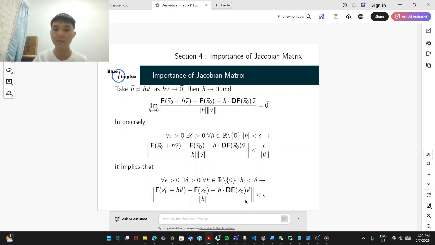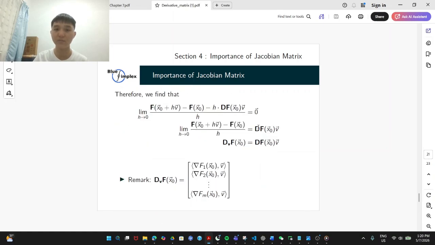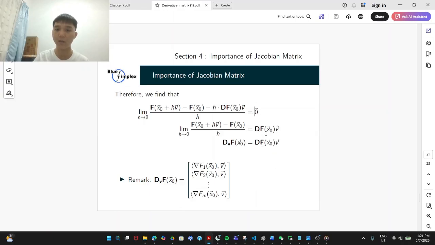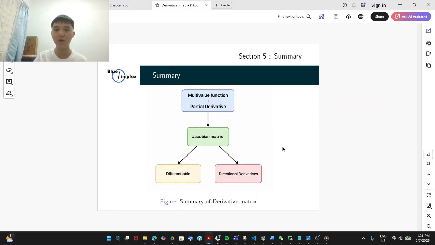Then converting to the limit definition, you can prove this one. And then this part, I divide by h and move to the right side and obtain this one. By definition, I can prove this is the directional derivative in the direction of v, and it is equal to this function. So, that is all. Thank you.